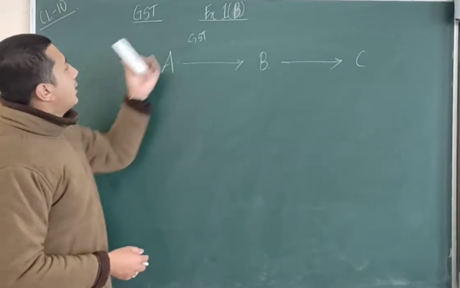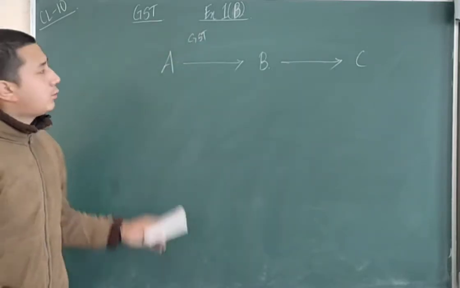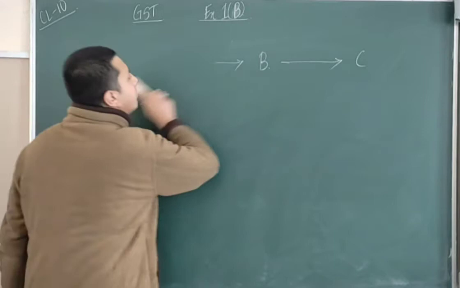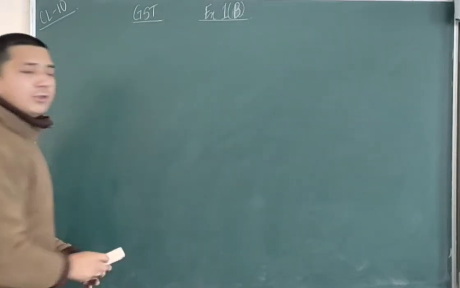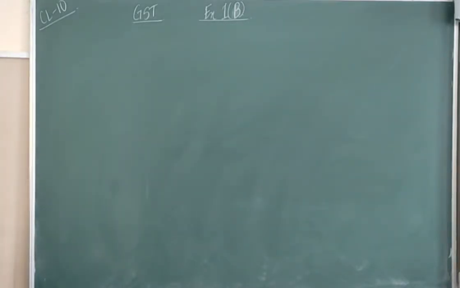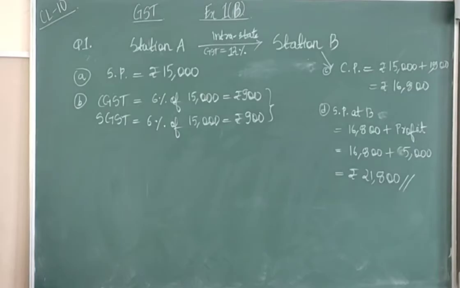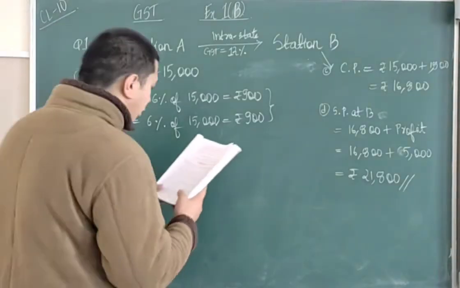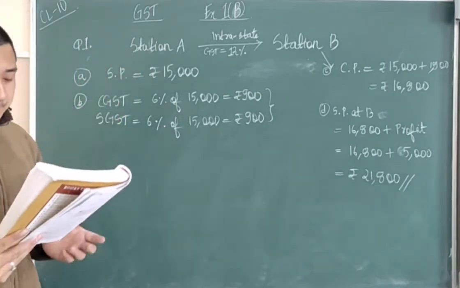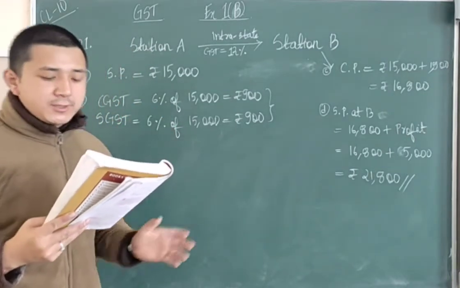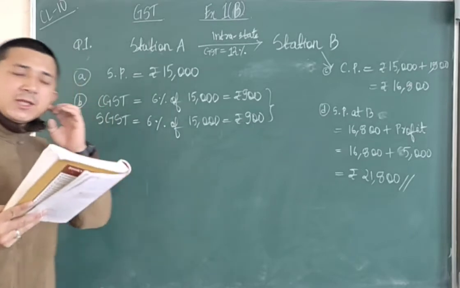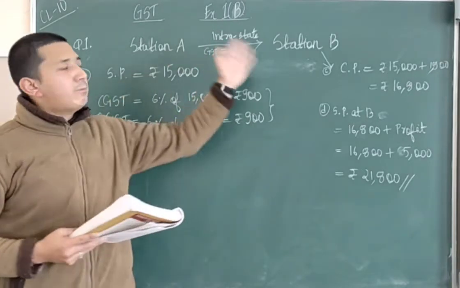So we'll have to come across this type of questions in this particular exercise. Let's take our exercise 1B, question number 1, and we'll start with that question. All right, let's proceed with question number 1. Let's read the question. The question says, fill in the blanks. When the goods and services are sold for rupees 15,000 from station A to station B.